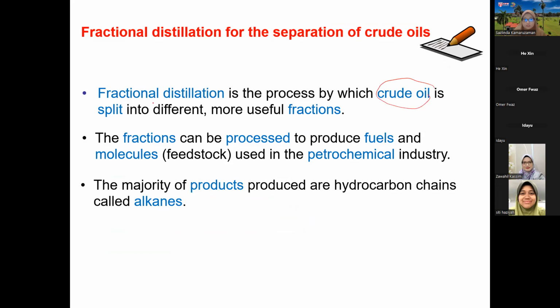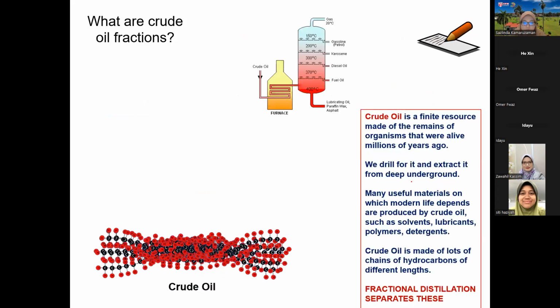So why is fractional distillation the best method that we can use? Because the purpose of separating the crude oil is to separate several hydrocarbons, for example methane, propane, and ethane. All of them are quite similar in terms of boiling point. That's why we use fractional distillation, so that we can separate them to get products that are very useful.